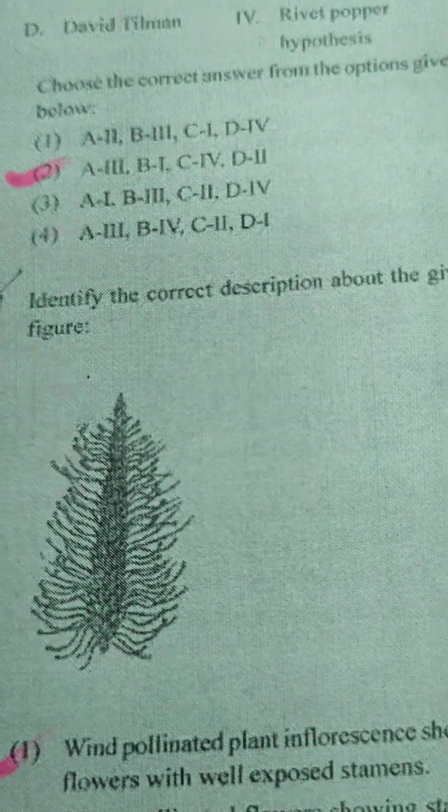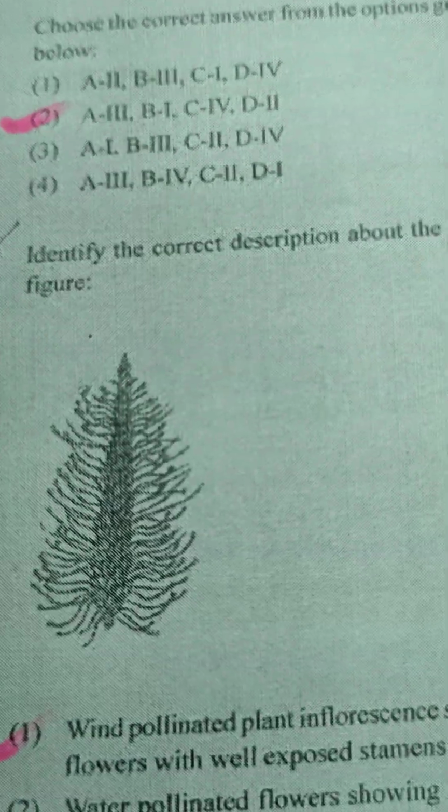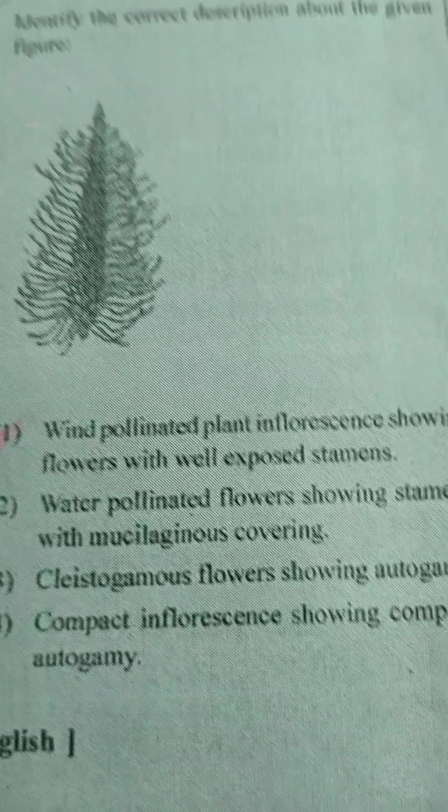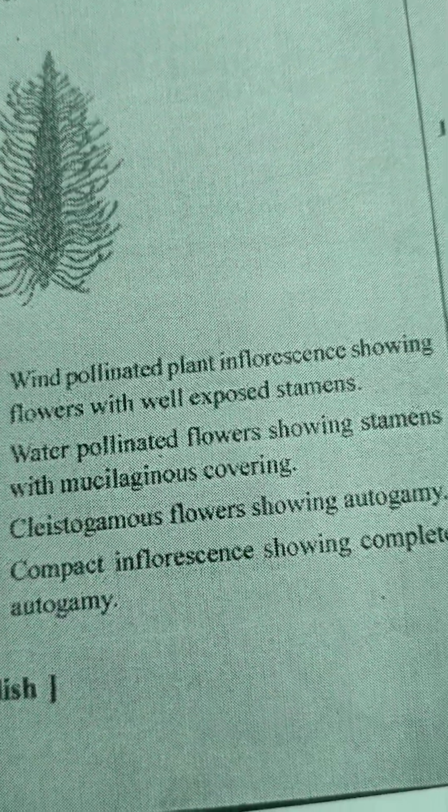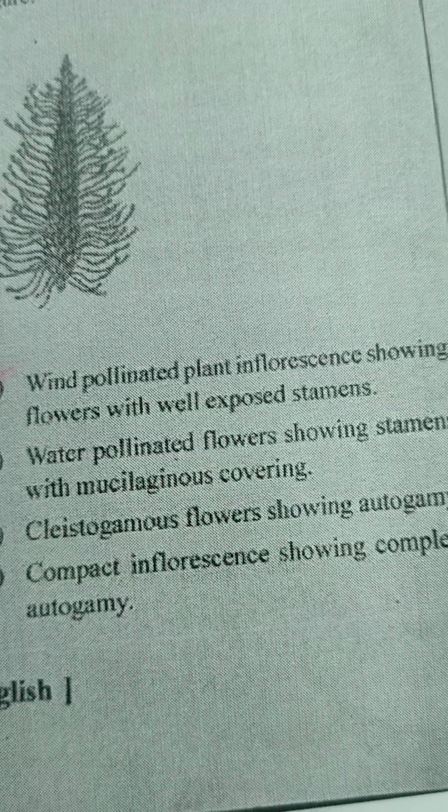Question number 137. Identify the correct description about the given figure. Correct answer is 1. Wind pollinated plant inflorescence showing flowers with well exposed stamens.